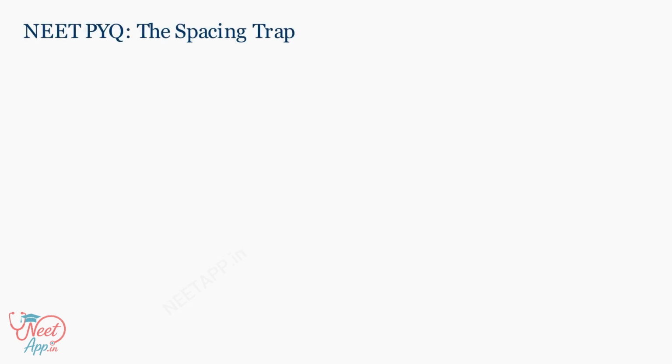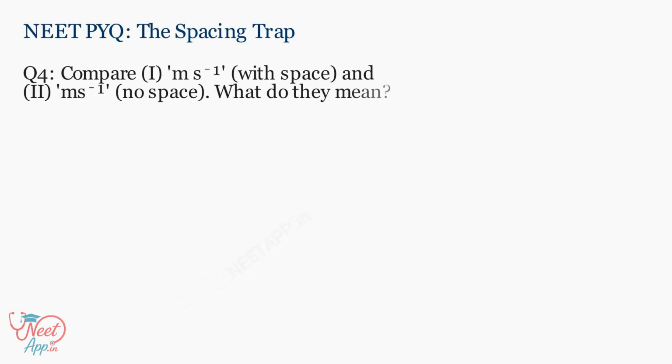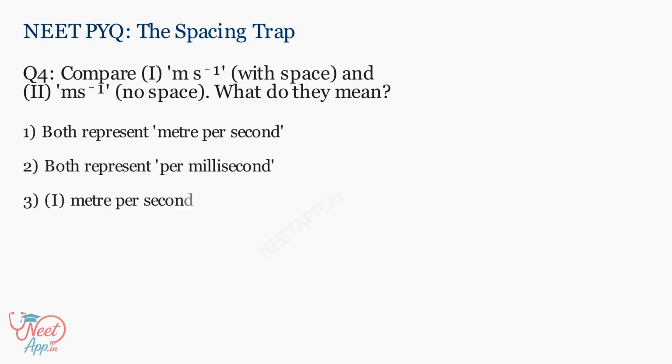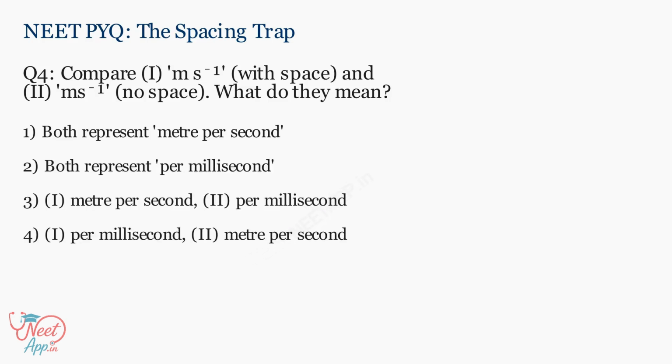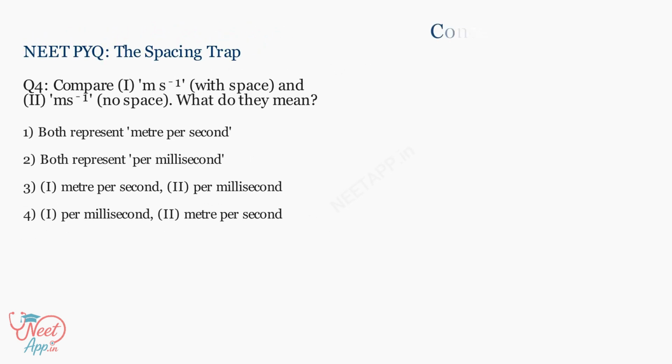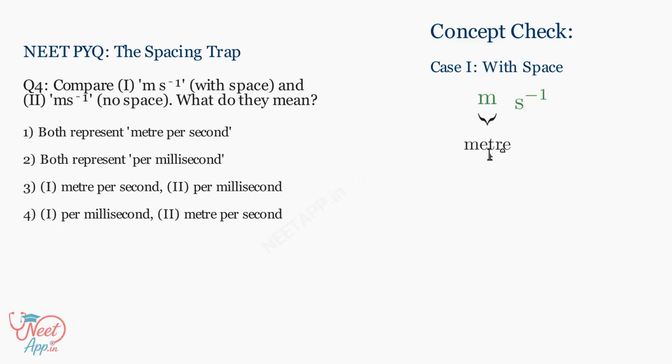Question number 4 brings us to a massive make or break NCERT grammar rule, the spacing trap. A student writes m space s to the -1. Then they write m s to the -1 with absolutely no space between the letters. Do these mean the same thing? Let's look at case 1. When you include a physical space between the symbols, they remain mathematically independent. The m stands for meter and the s inverse stands for per second, meter per second.